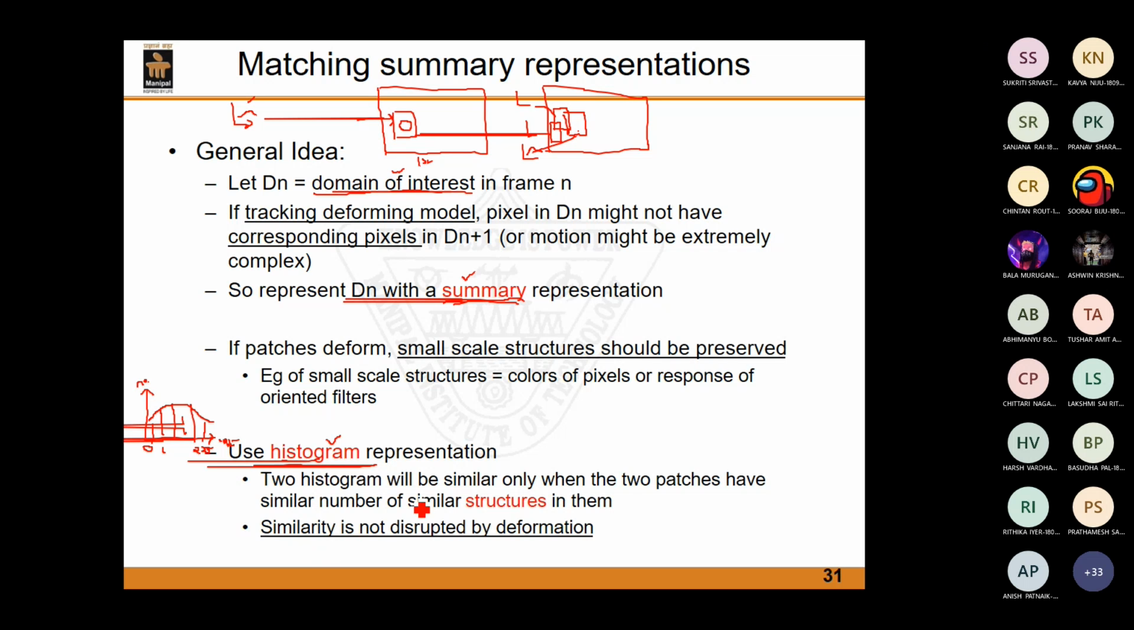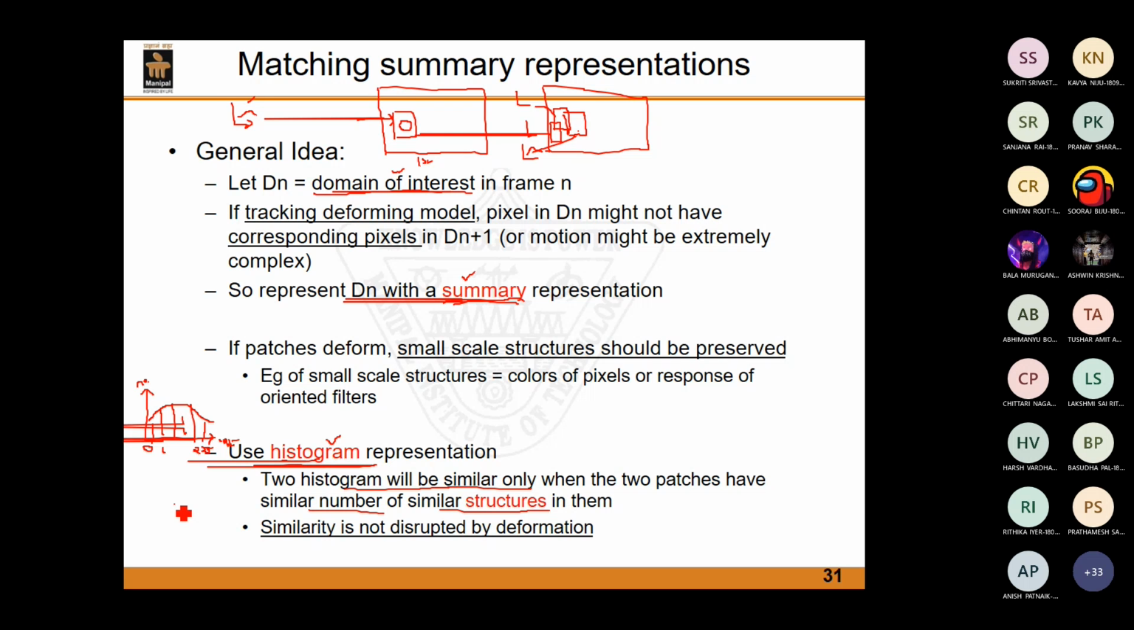Okay, so what we can say is that two histograms will be similar only when the two patches have a similar number of similar structures in them. When you have a similar number of similar structures, the shape or envelope of the histogram would look similar. So that's about using histogram representation as a summary representation.